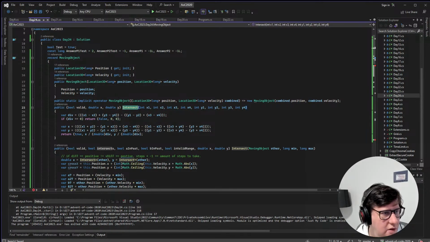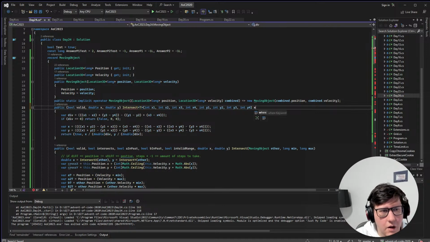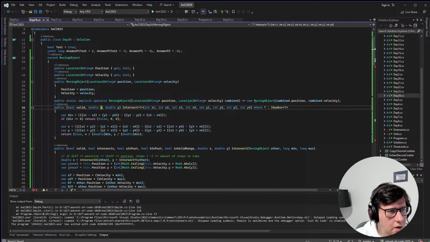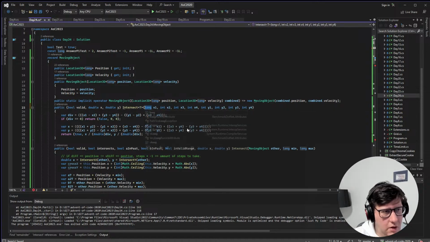Yes, this code also needs to be changed. This one could be T, where T is numeric, INumber T. Oh no, then you can't do the double thing there because it would mess up. I can't do that. I just need to make these either doubles or longs or whatever. Let's see if longs are big enough.